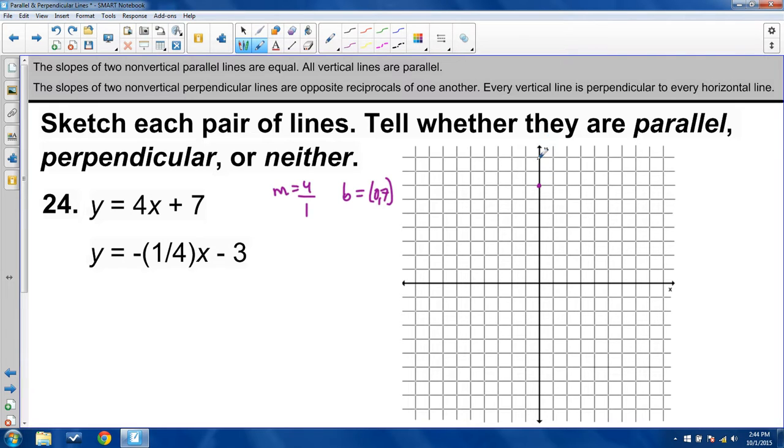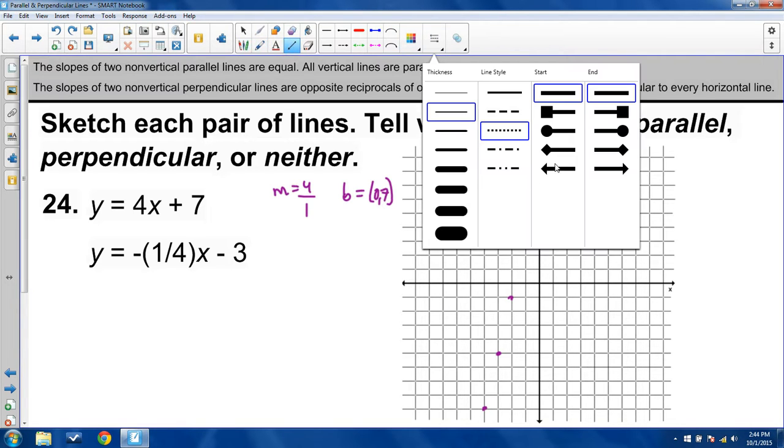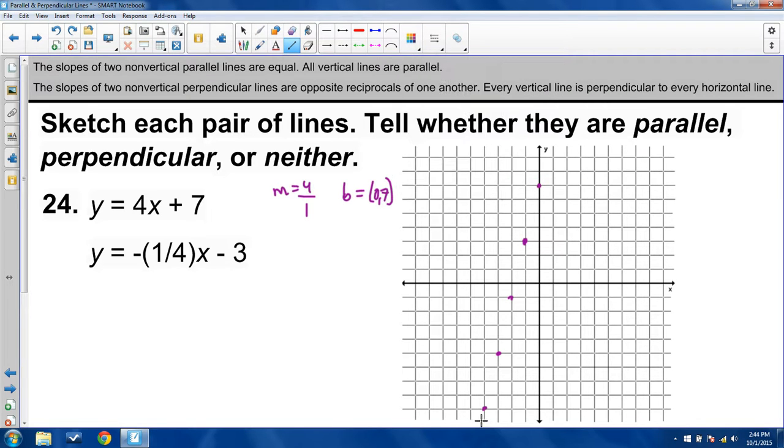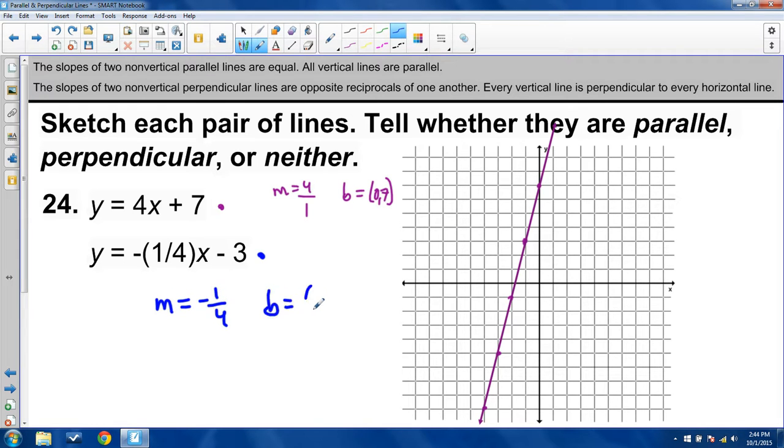The problem is here, I'm kind of running out of room. So let me go down 4 and to the left 1. Down 4 to the left 1, etc. That'll be just as fine. I just need to be able to draw a line that goes through them. And let's make it purple. Okay, so this will go through like that. And that's the first one. The second one, let's make blue. This is negative 1/4 x minus 3. So your y-intercept is 0, negative 3.